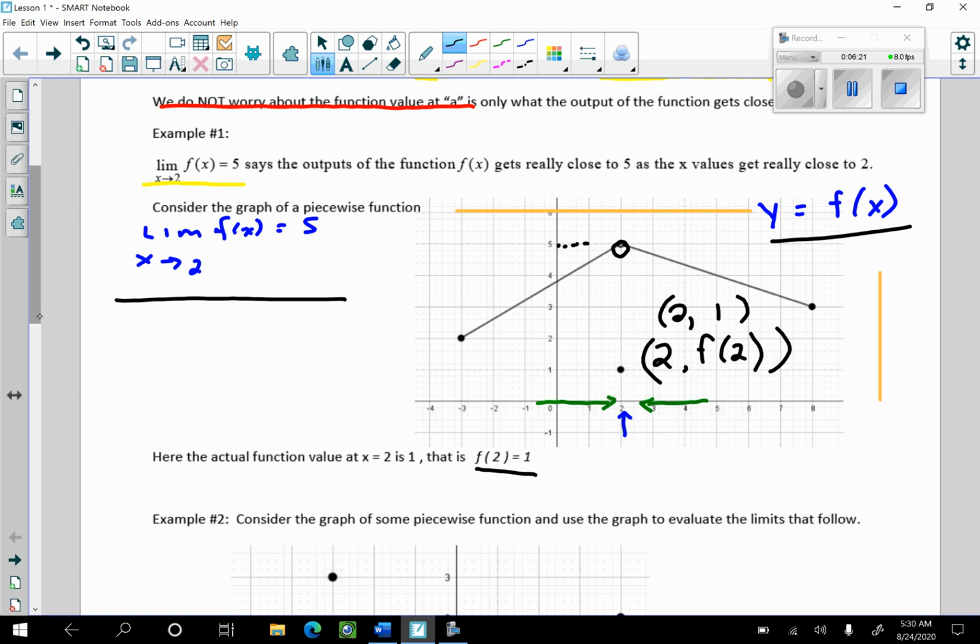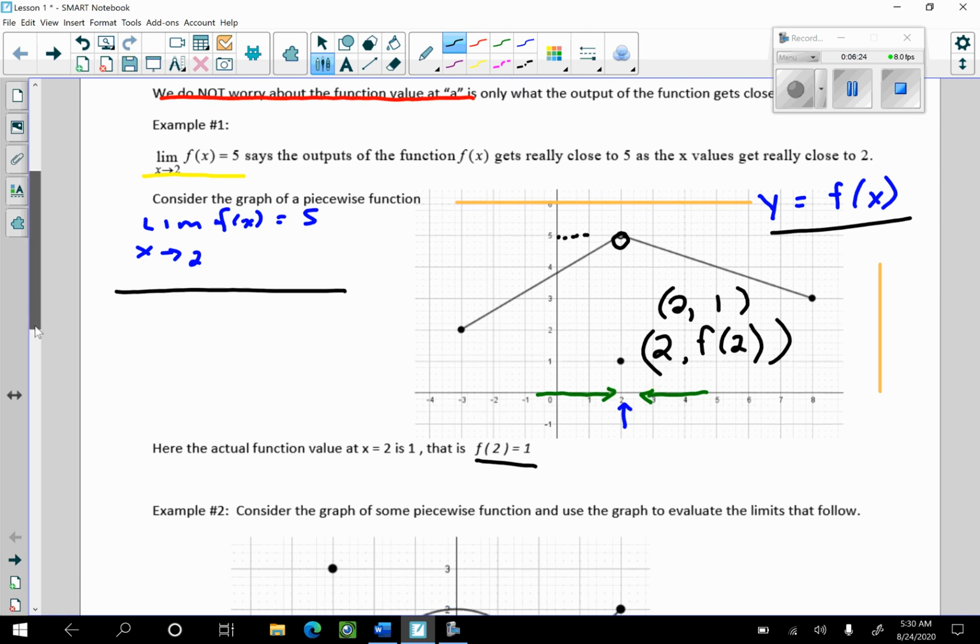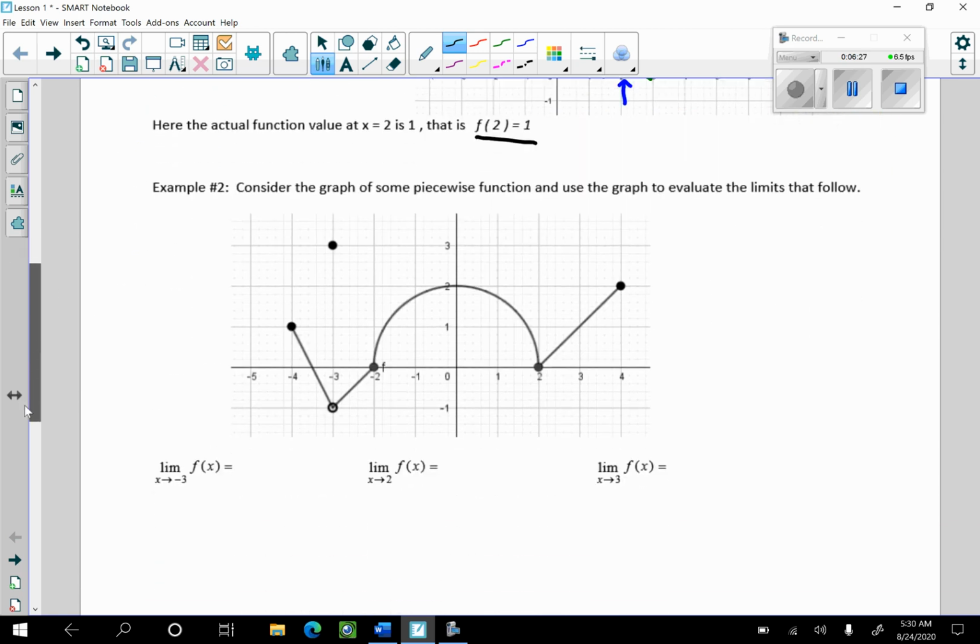And let's go to our second example here. Example 2. Consider the graph of some piecewise function and use the graph to evaluate the limits that follow. So this is going to be my graph of y equals f of x up here. And I have some closed circles and some open circles. But you see most of the closed circles are actually on the graph. This point right here, I'm going to label it (-3, 3). And that's on f. And this is going to represent an open circle.